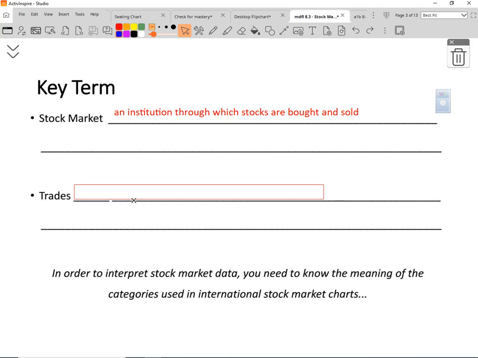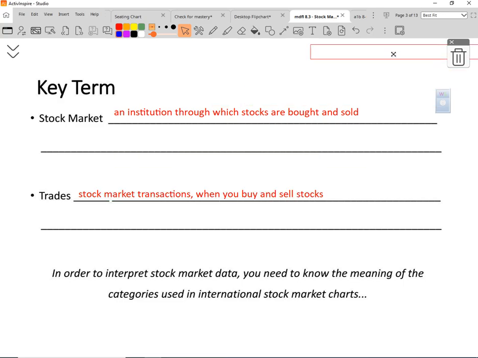When you buy and sell stock, they refer to that as trading for some reason. So trades are stock market transactions. When you buy or sell stocks, you're trading it.